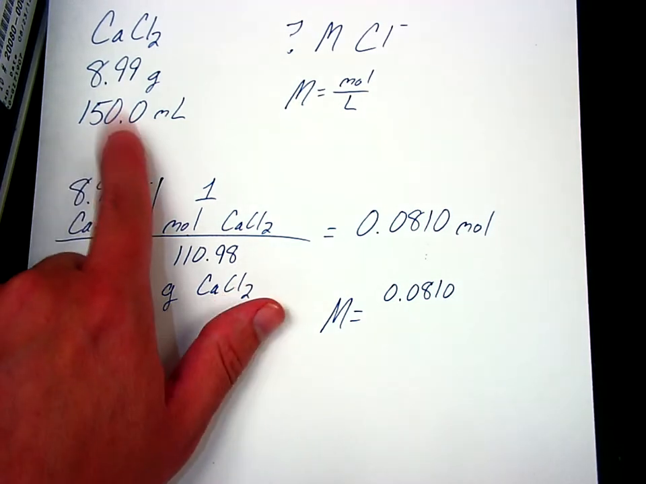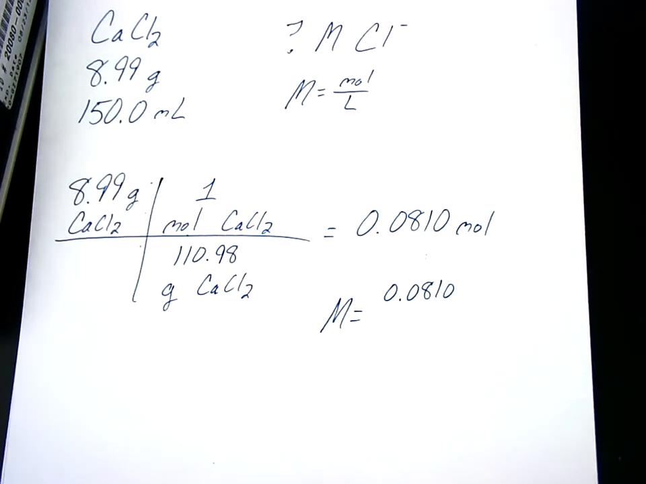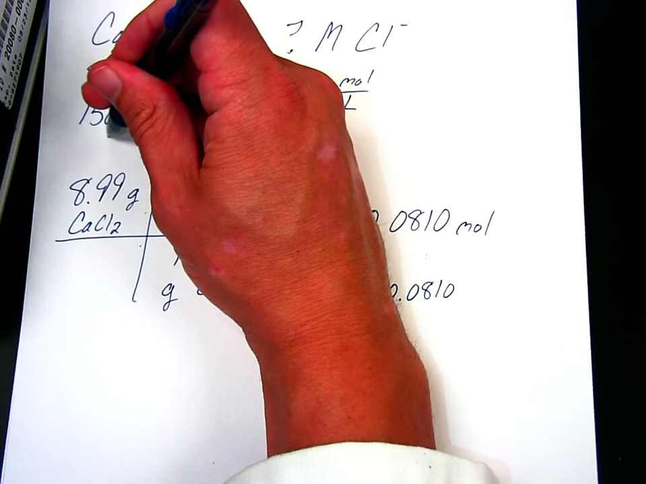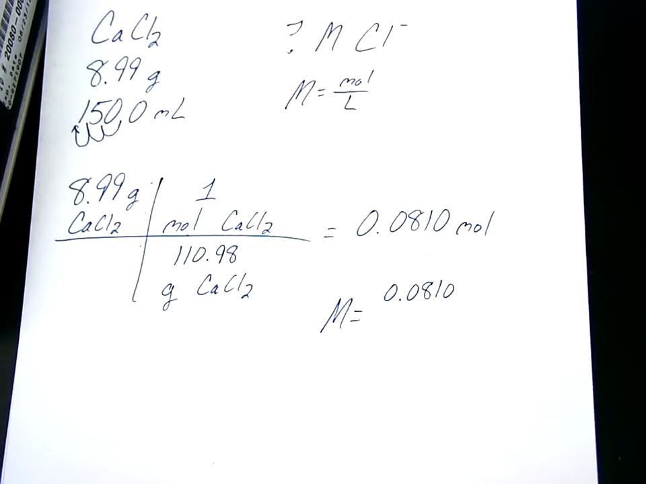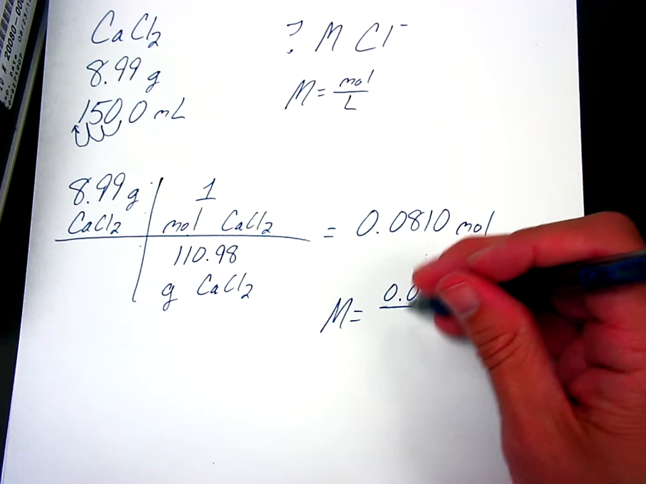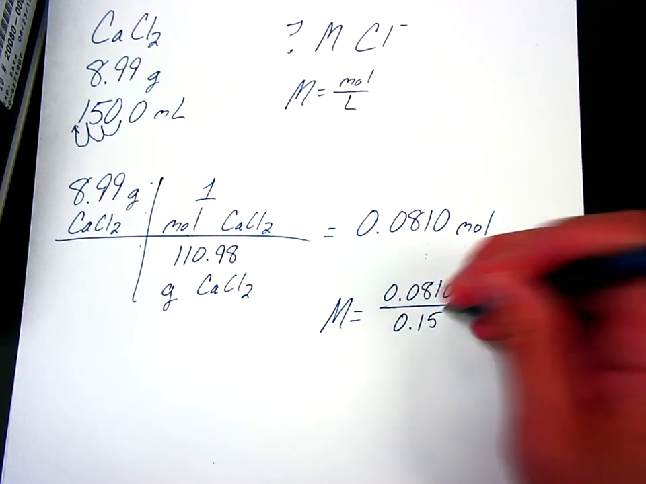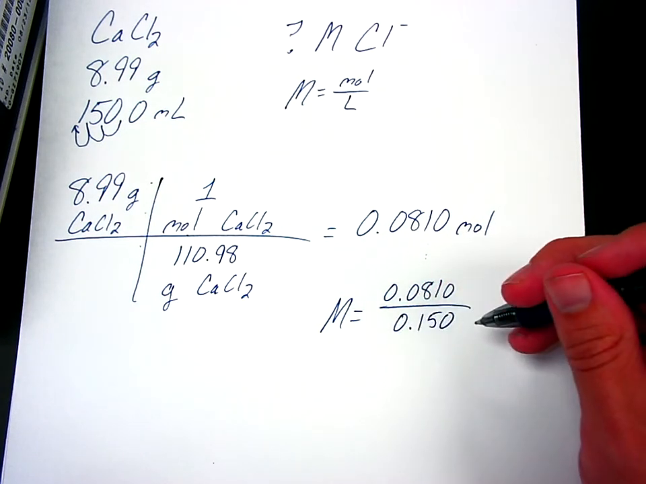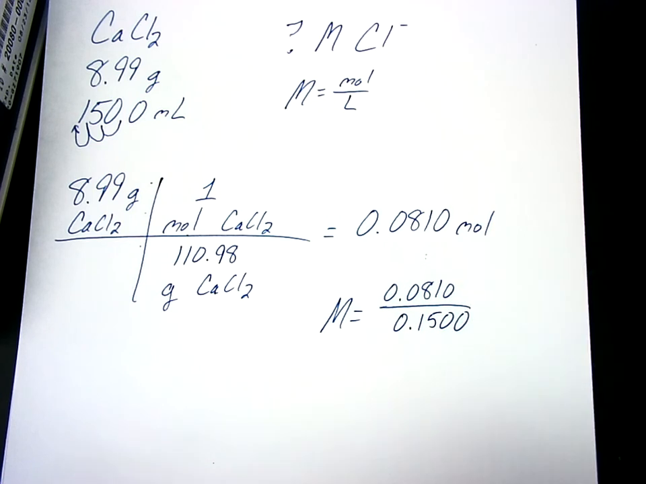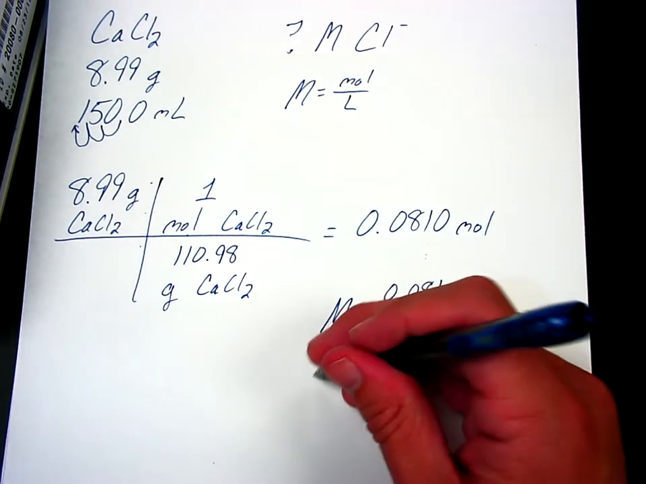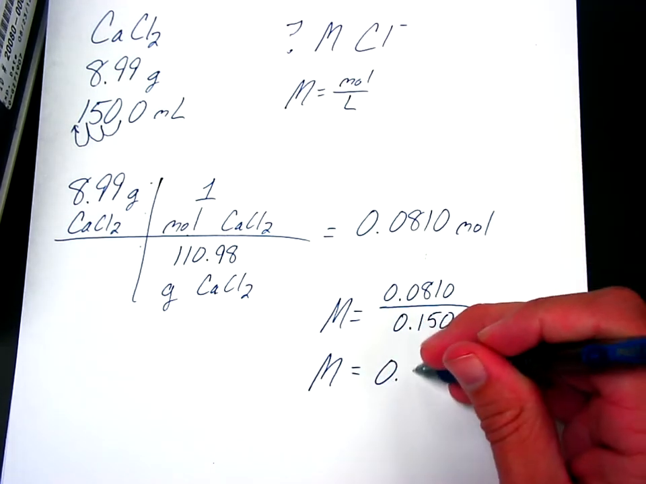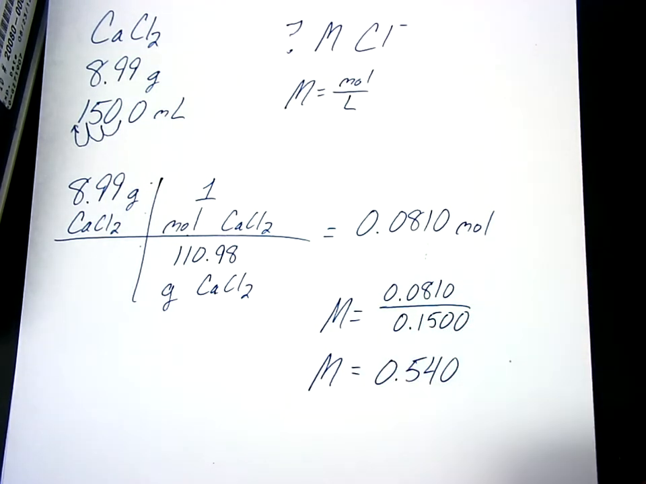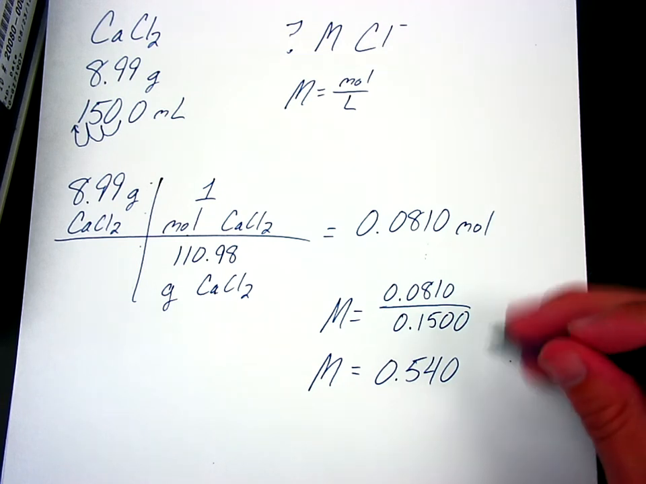And then if I go back to my original volume here, well, that's no good. It needs to be liters. So I'll slide the decimal to the left 3 times, and it becomes 0.150. And now I can get a molarity by dividing those numbers, which gives 0.540. All right, it's moles per liter.